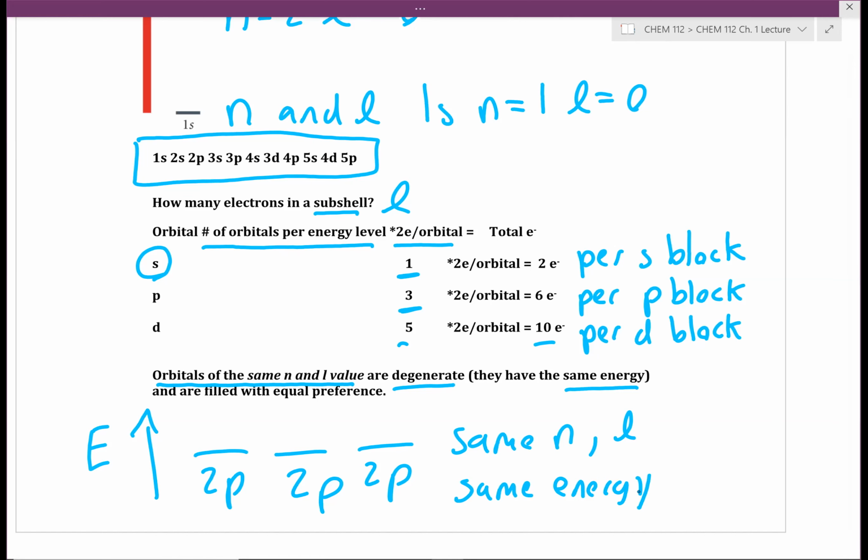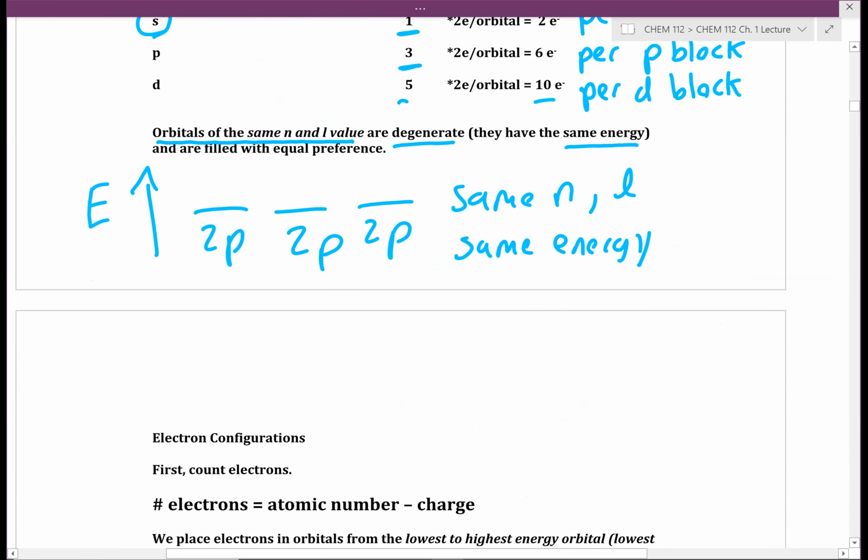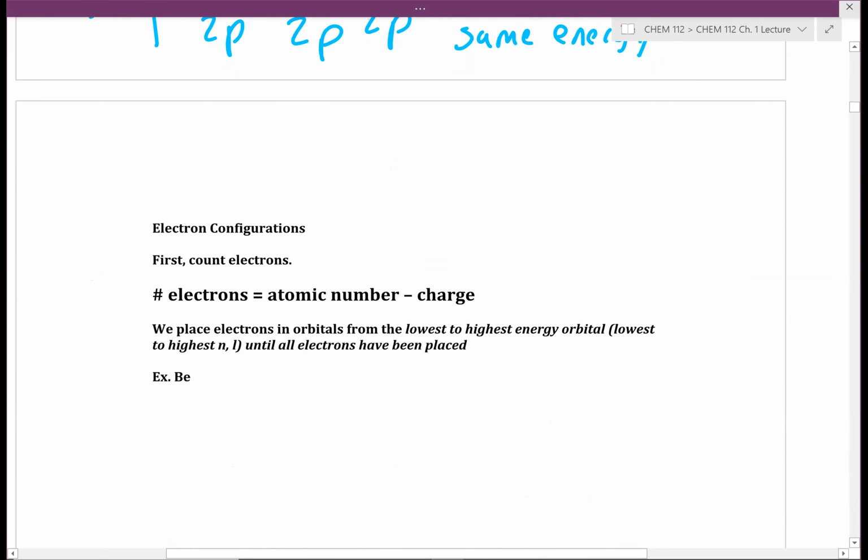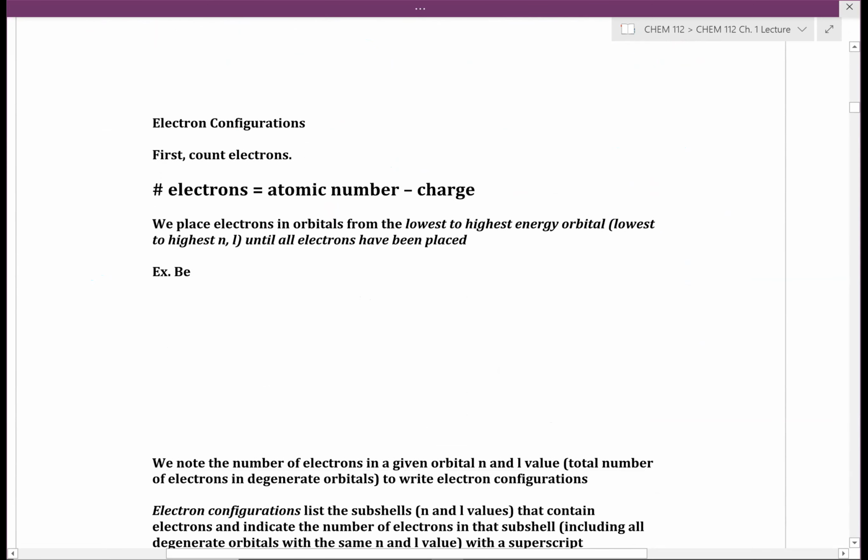Okay, now that we've established each of these rules for the maximum number of electrons for a given subshell, we're now going to talk a little bit about the process of writing out electron configurations. First and foremost, when writing an electron configuration, we need to count our electrons. We can figure out the number of electrons by taking the atomic number minus the charge. This is reviewed from our first discussion of isotope notation.